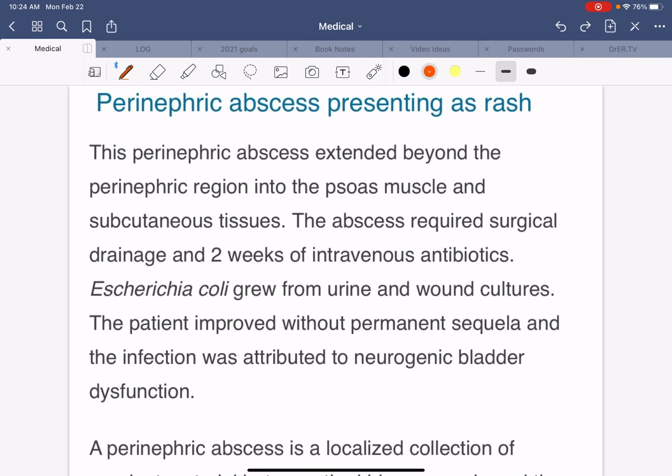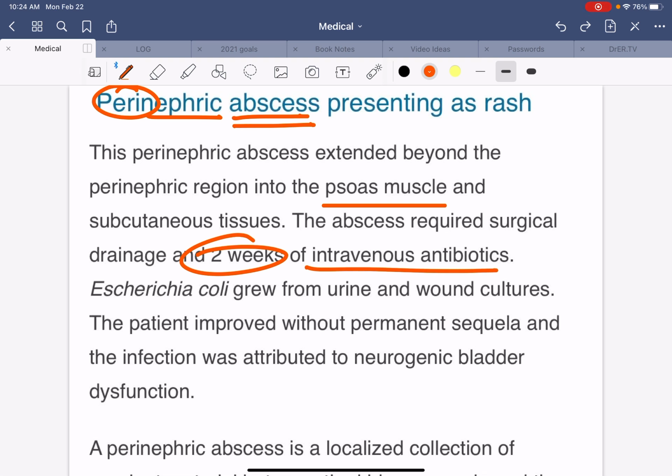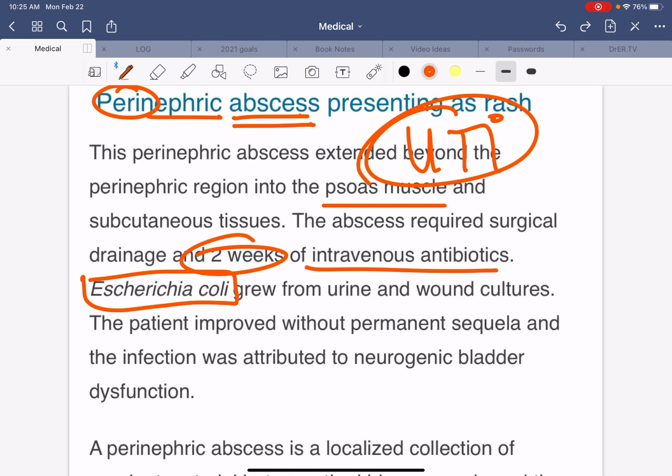So this patient has a perinephric, that means next to the kidney, abscess presenting as a rash. This perinephric abscess extended beyond the perinephric region into the psoas muscle and subcutaneous tissue. The abscess required surgical drainage and 2 weeks of intravenous antibiotics. E. coli, Escherichia coli, grew from the urine and wound culture. So it definitely started as a UTI, a urinary tract infection, progressing to an abscess in the kidney, and that into a perinephric abscess into these soft tissues.